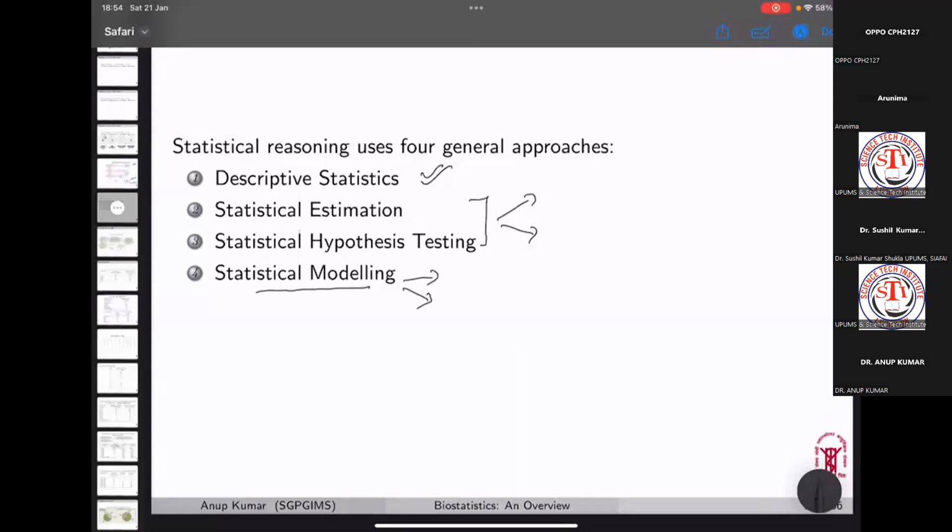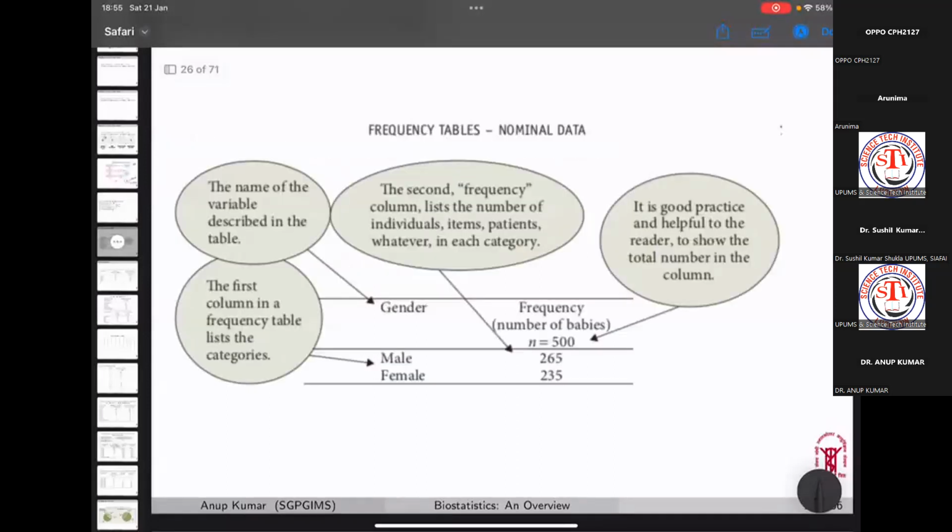Now, let us focus on descriptive statistics. Descriptive statistics is something by which we describe the data. That's it. We have collected the data, and we want to describe it. How can we describe the data? First, with the help of tables. Now, if our data type is nominal, our table will be something like this.